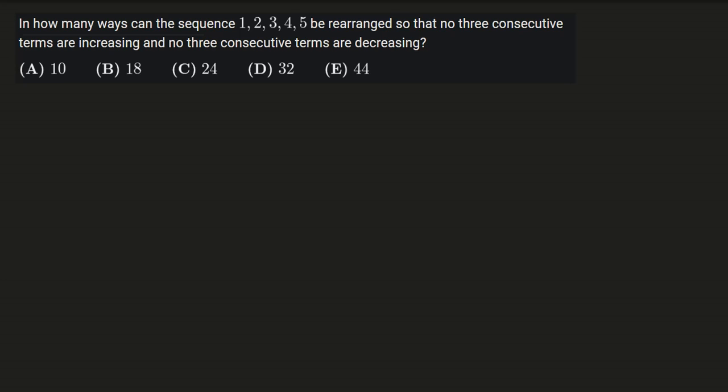Let's look at this problem together. In how many ways can the sequence 1, 2, 3, 4, 5 be rearranged so that no 3 consecutive terms are increasing and no 3 consecutive terms are decreasing?